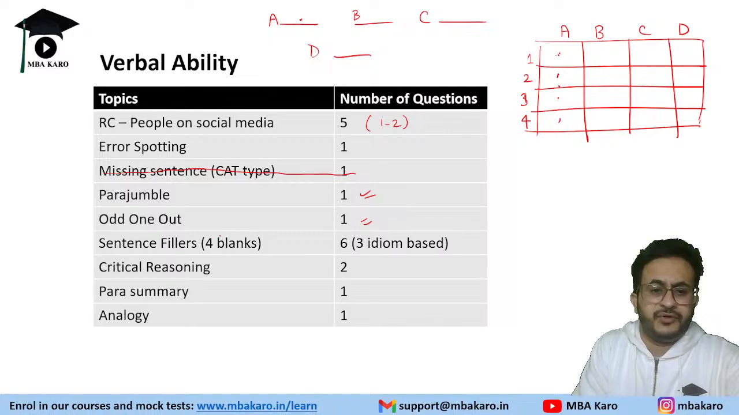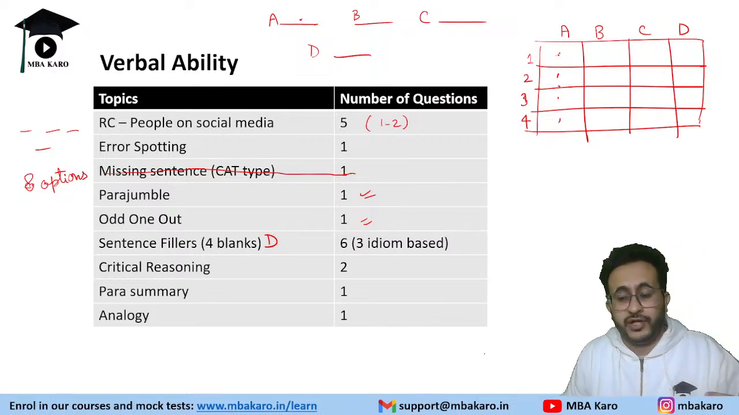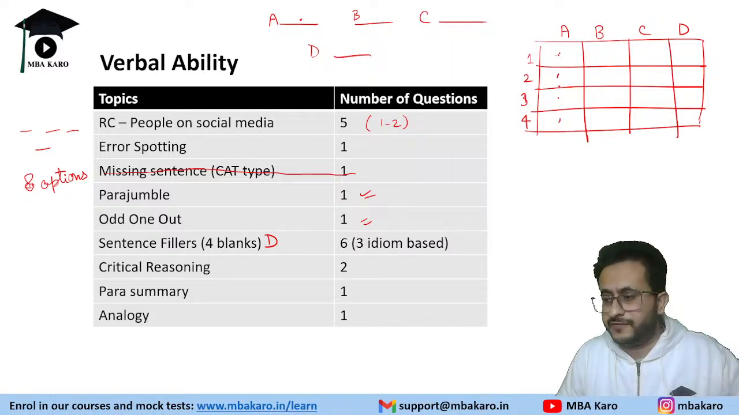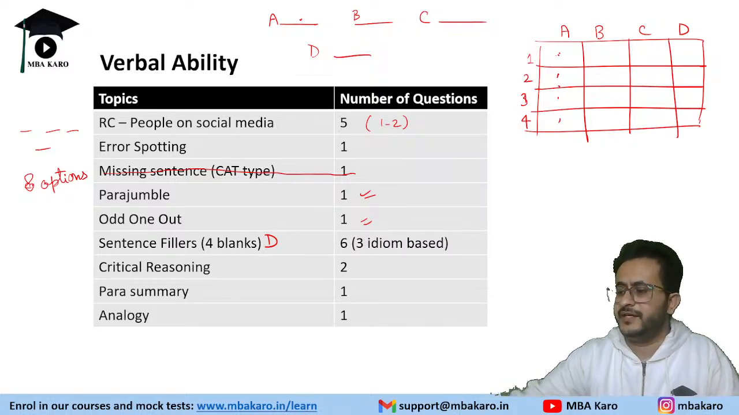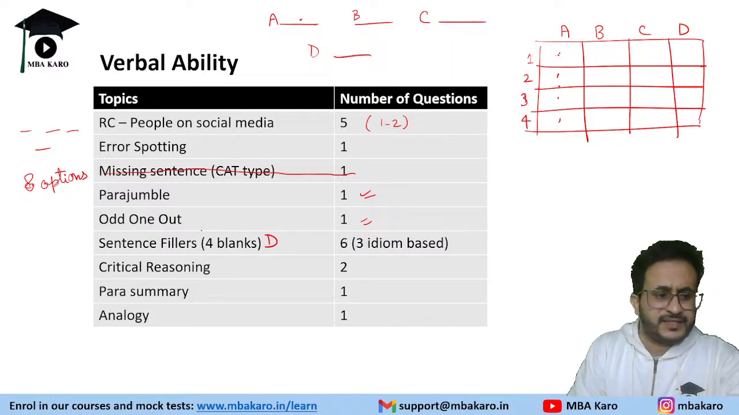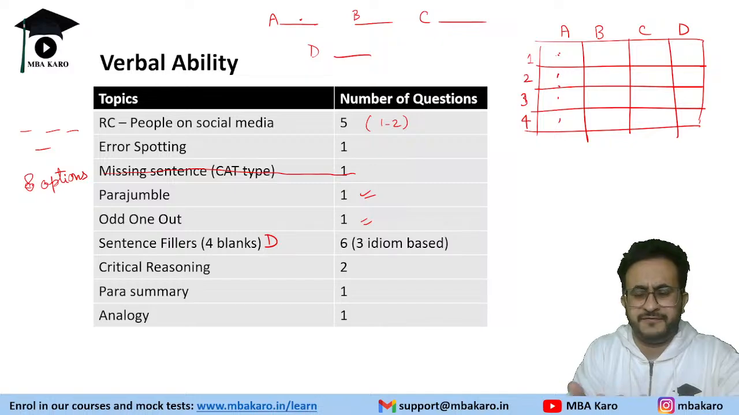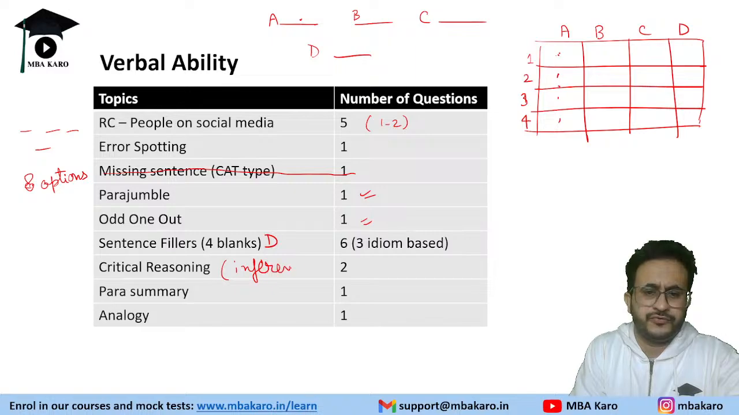So fill in the blanks I would rate on the difficult side. Even if there were just four blanks, there were eight options, definitely a difficult one. The words were also synonymous, so you need very good knowledge of English to understand which is the right fit for each of the blanks. That was the case for fill in the blanks. And then you had critical reasoning, some summary based and inference based questions. Inference and some para completion sort of questions were there.